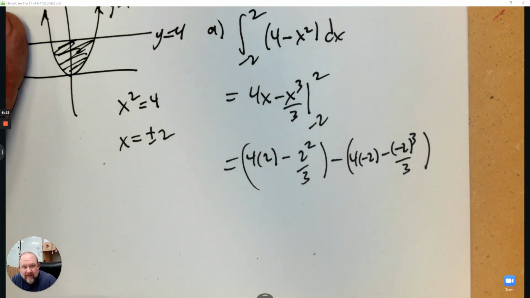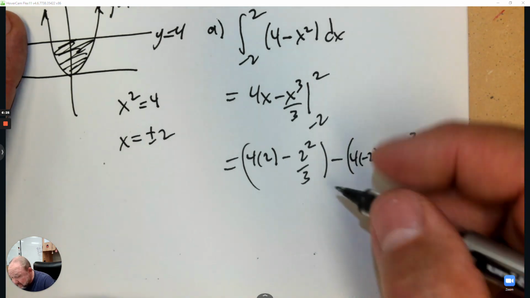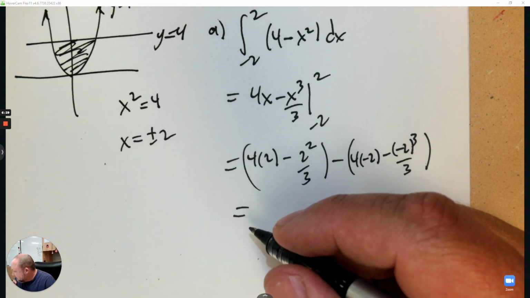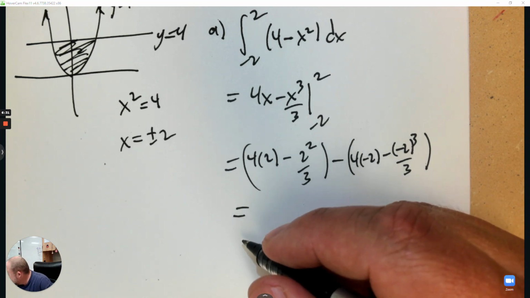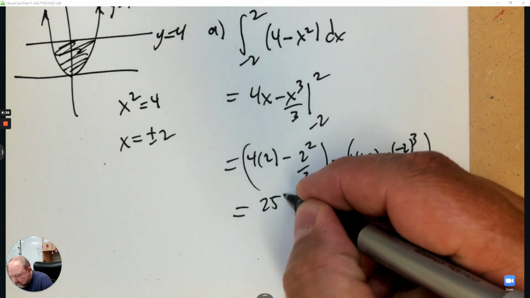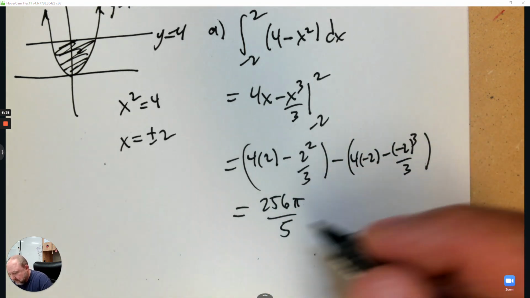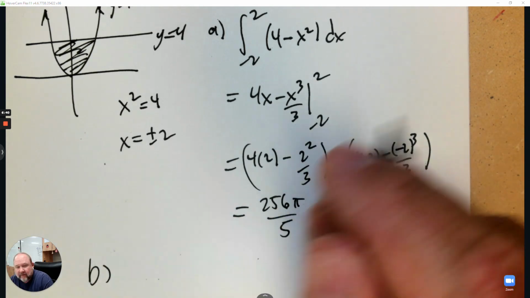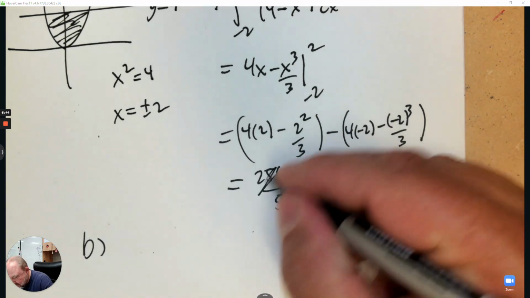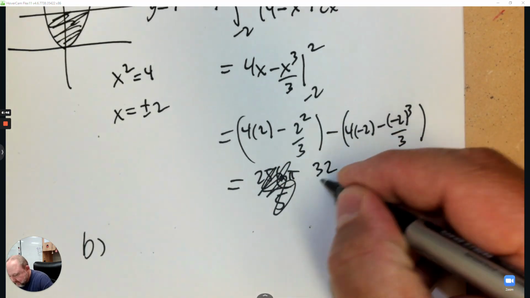And that's it. That's the area. You don't have to simplify it. If you did simplify it, it would be 256 pi over 5. That's going to be a little bit easier for the next question coming up. Oh no. Sorry, part B would be 32 over 3. That would be the answer.